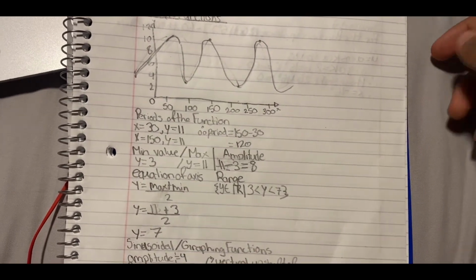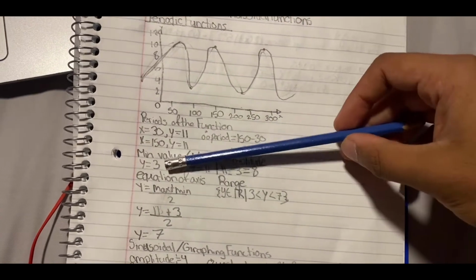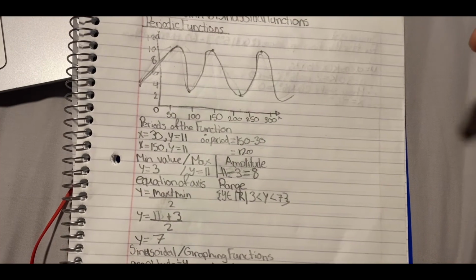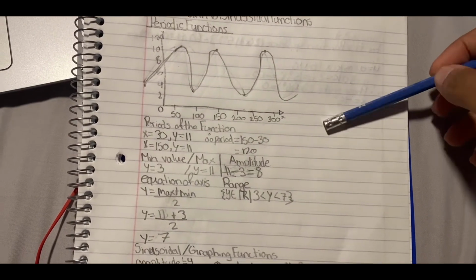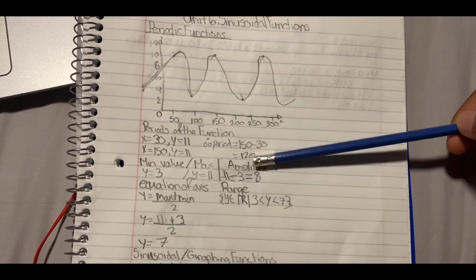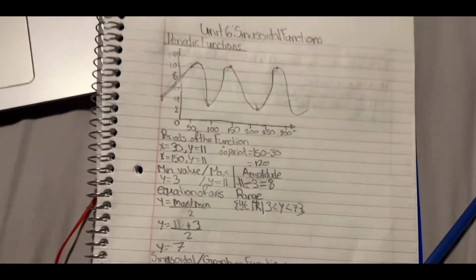Next, I found the min and the max value by looking at the graph, the minimum being 3 and the max being 11. Next, I solved for the amplitude, where I subtracted the max value by the minimum value, which gave me 8. Max being 11, the minimum being 3, and the answer being 8.